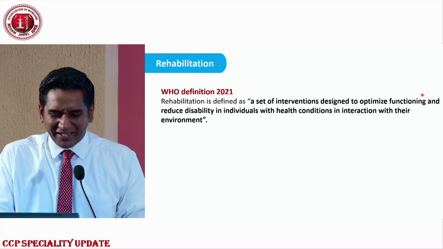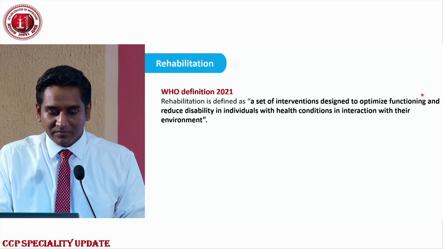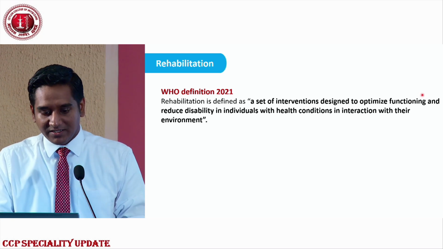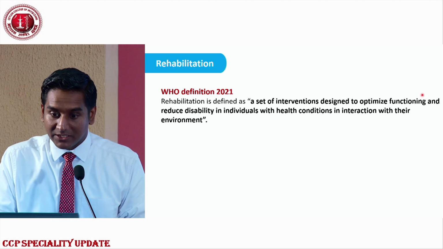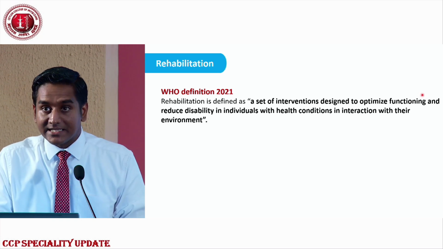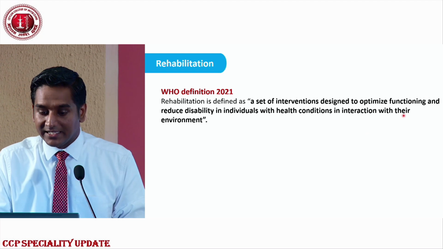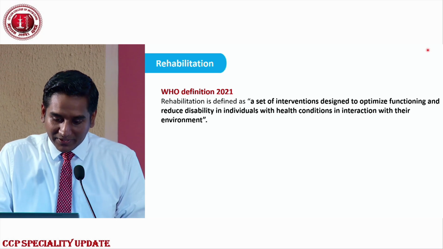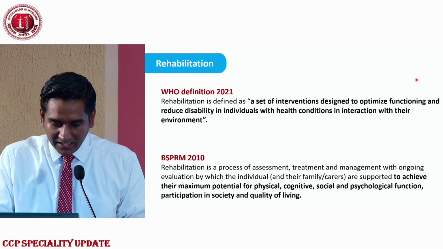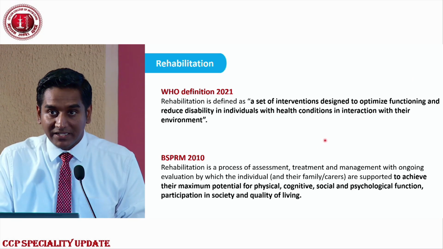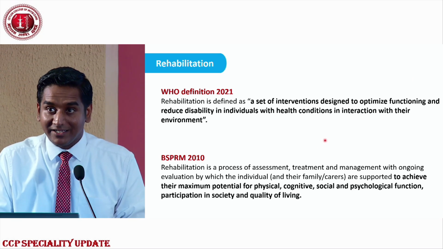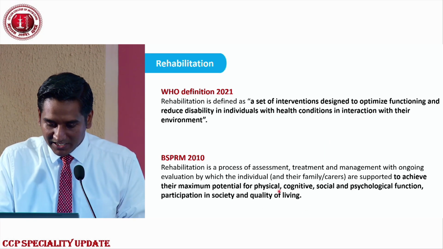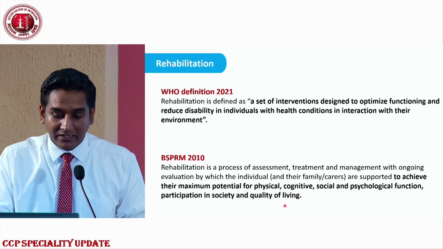Before that, I will quickly go through a couple of definitions just to recap for those who are unfamiliar. This is the WHO definition, proposed in 2021, which is a set of interventions designed to optimize functioning. That's the key word. And reduce disability in individuals with interaction with the environment. The British Society of Physical and Rehabilitation Medicine in 2010 expanded it further, and they included a couple of other important domains, for example, participation in society and quality of living.